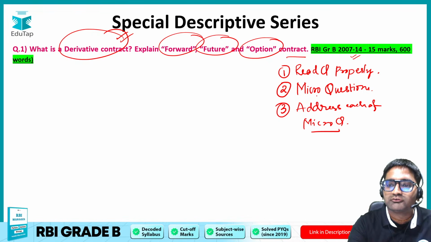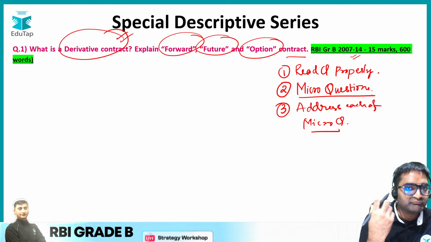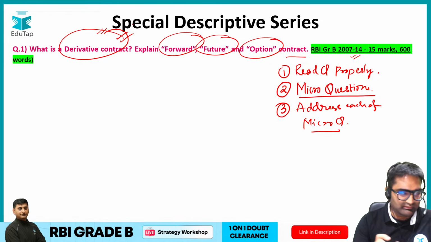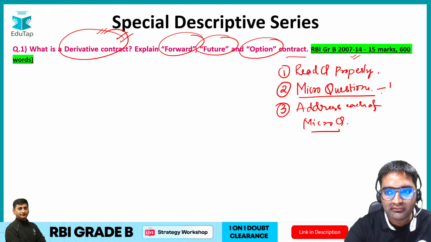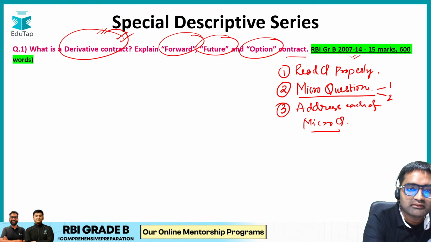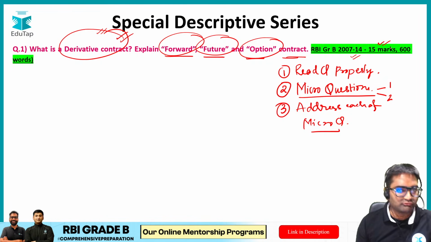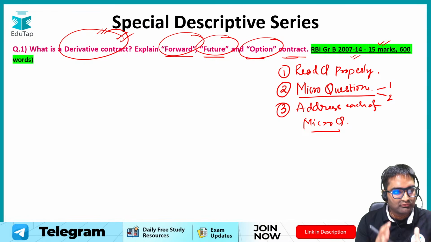This is one thing. So if we see this question, we have around two micro questions. The first part is what is a derivative contract, isn't it? That is the first part, and then the second part here is explain forward, future, option contract. That is where it is for 15 marks. So you can just see that there are two parts that you have to answer.